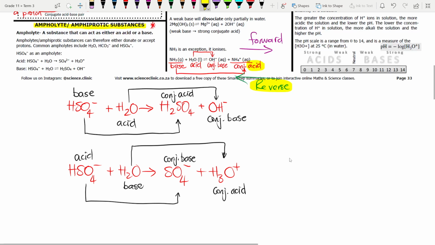Then when you check back, you see that this one acted as a base in the first reaction. Now it acted as an acid in the second reaction. So that's what we call an ampholyte.